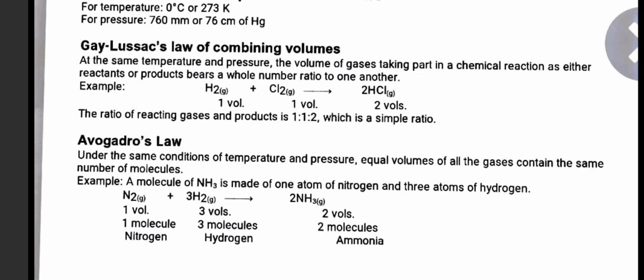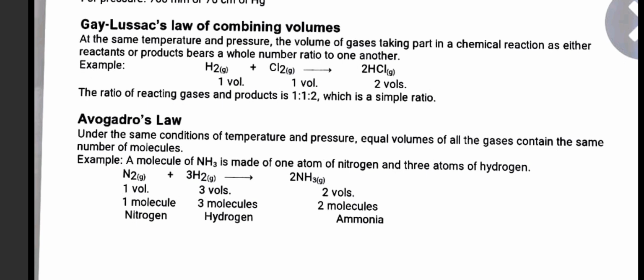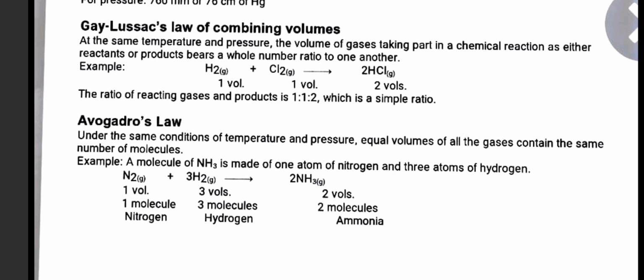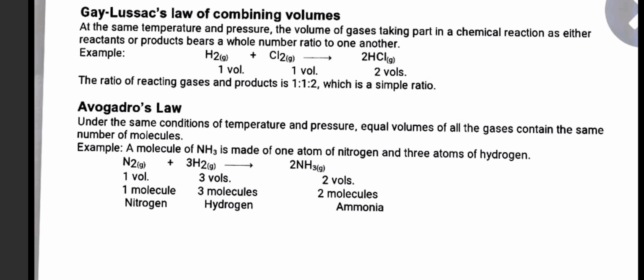Under the same conditions of temperature and pressure, equal volumes of gases contain the same number of molecules. Example, a molecule of NH3 is made of one atom of nitrogen and three atoms of hydrogen. So N2 plus 3H2 gives 2NH3. These are all gases. So 1 volume of nitrogen requires 3 volumes of hydrogen to give 2 volumes of NH3. So one molecule, 3 molecules and 2 molecules of nitrogen, hydrogen and ammonia.